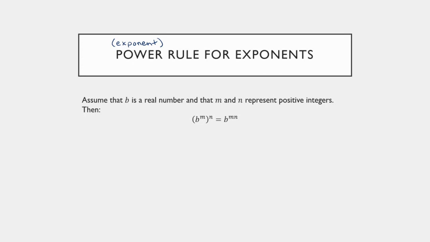So if you assume that b is a real number, and it doesn't have to be, you could have a variable underneath there, but m and n represent positive integers, so the exponents are just whole numbers. And then if you have something with an exponent and you add another exponent to it, the exponents multiply. So your exponents get multiplied together. So it's different from when you add exponents.